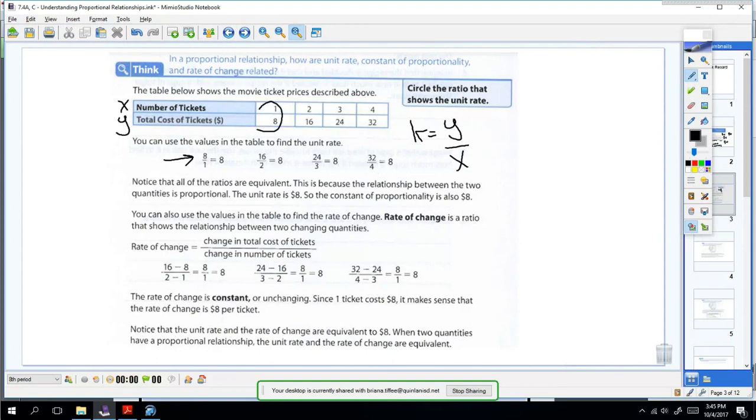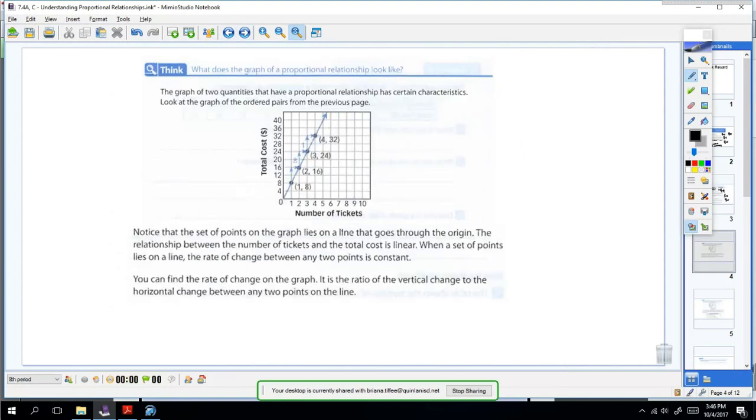Looking at my first numbers, that would be 8 over 1. My second group of numbers would be 16 over 2, which is 8. And the last one would be 24 over 3, which is 8. So it's the same thing we just did, but this shows you how to set it up. Okay, so remember, when two quantities have a proportional relationship, the unit rate and the constant rate of change, or the constant of proportionality, are equivalent. They're the same number. Move on to the next page.